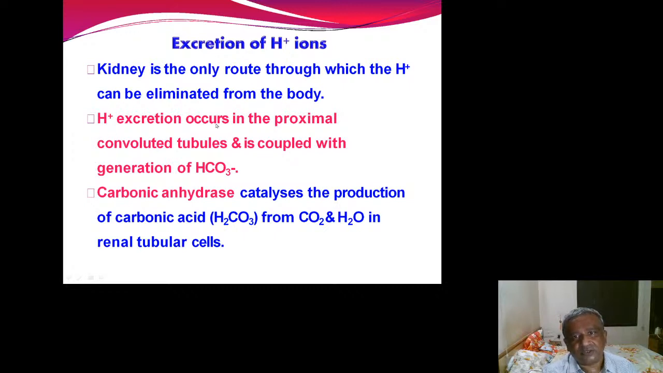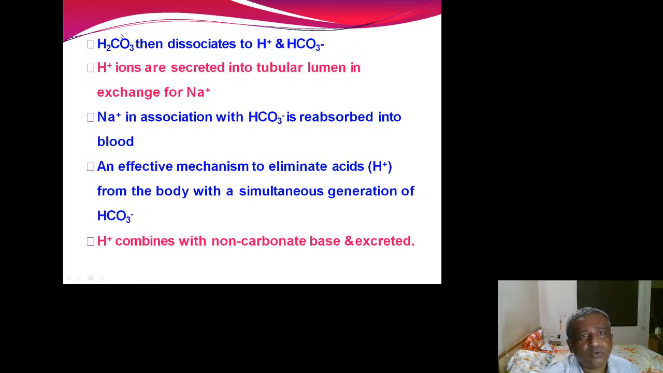The hydrogen excretion occurs in the proximal convoluted tubules and is coupled with the generation of bicarb. As we saw previously, H plus and HCO3 come from the carbonic acid, H plus goes into the urine, HCO3, bicarbonate, is retained. The carbonic anhydrase catalyzes the production of H2CO3 from CO2 and H2O in the renal tubular cells. Remember, the carbonic anhydrase in the kidney is present in the tubular cells, which converts the CO2 and H2O into H2CO3. Now this H2CO3 dissociates into H plus and HCO3 minus.